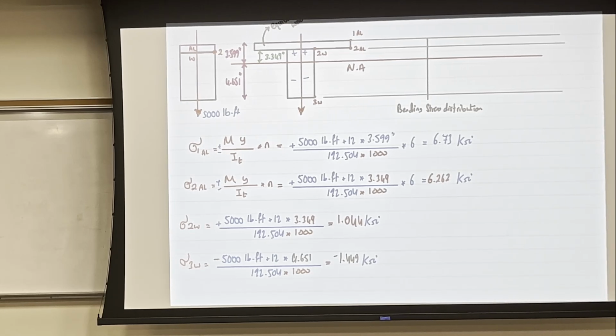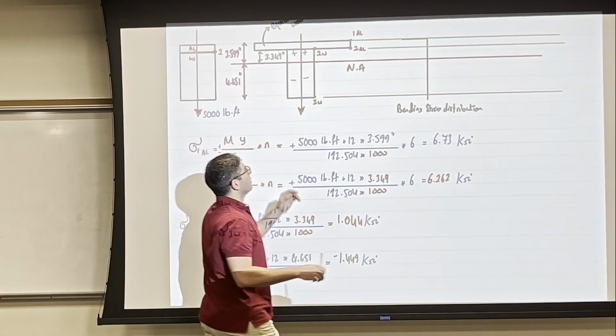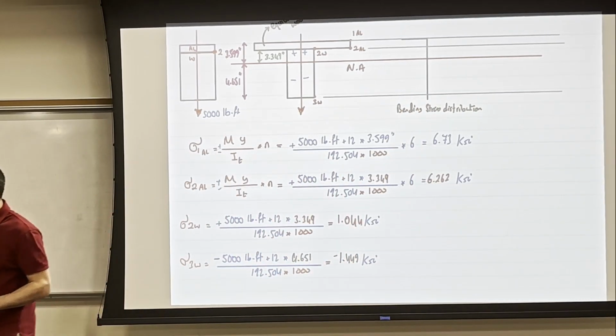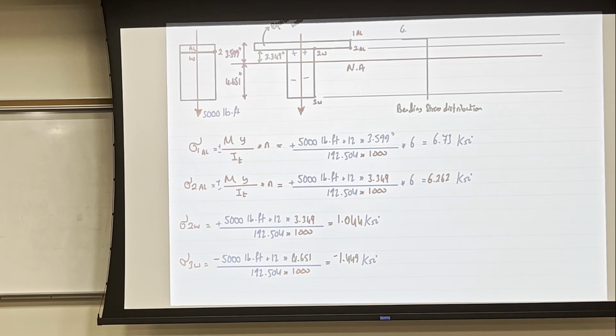Okay, so at the top, at point 1, I do have 6.73. And again, I don't care whether you draw it right or to the left, as long as within the triangle you are telling me it is positive or negative. So I do have 6.73 KSI. At 2L, it is 6.262, so it's going to be less here. I'm going to go down like this.